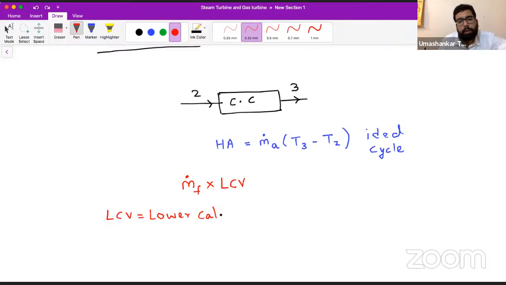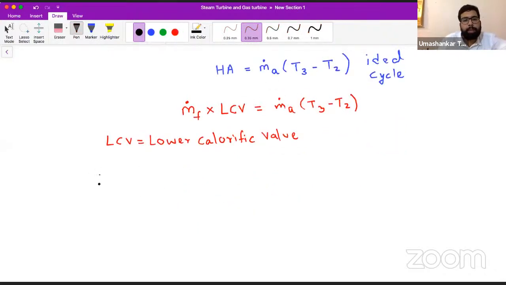Lower calorific value is the part of energy that can actually be utilized. So we say that with this lower calorific value and the mass flow rate, whatever heat is released by the fuel is absorbed by the air, and hence the heat is getting added. Till now we have been considering this, but in actual conditions, what happens?